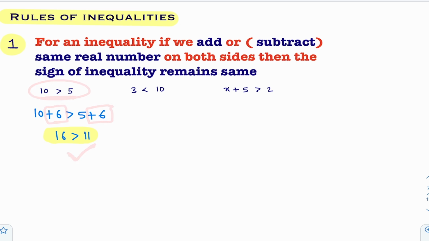That means here greater than is there. That greater than remains greater than only. For an inequality, if we add the same real number on both sides, then the sign of inequality remains the same. You see, this works for subtraction also.